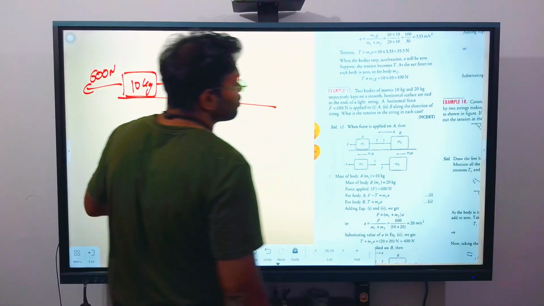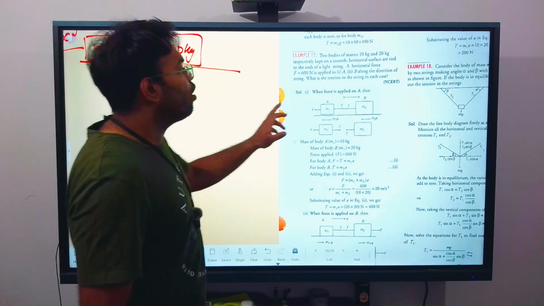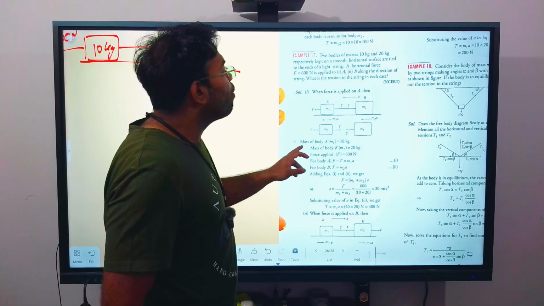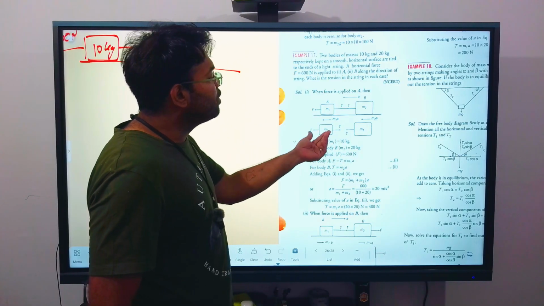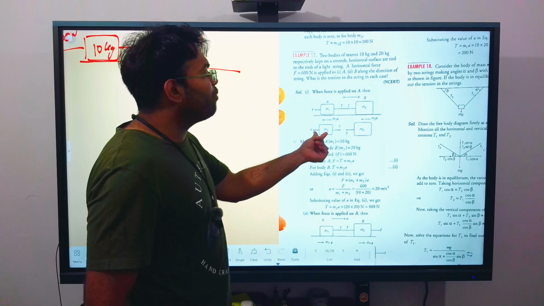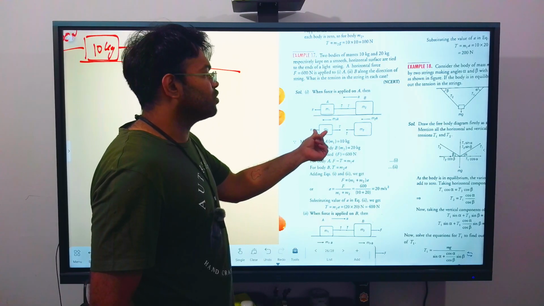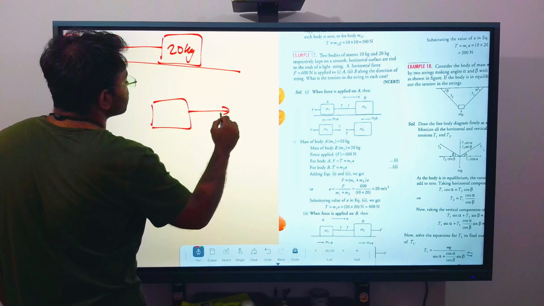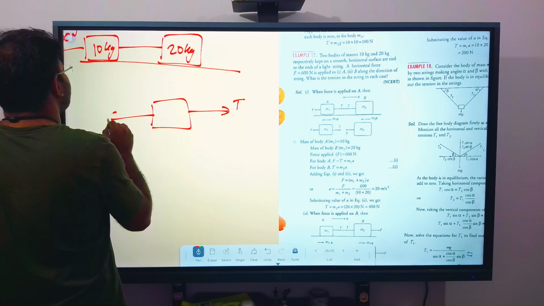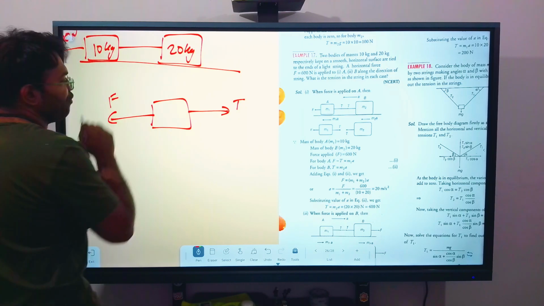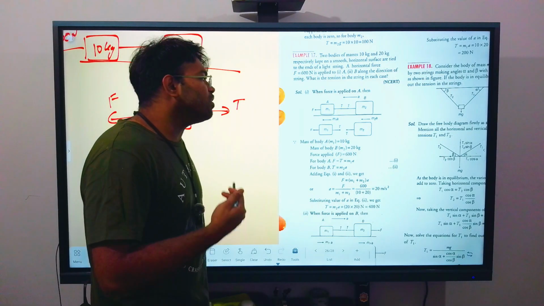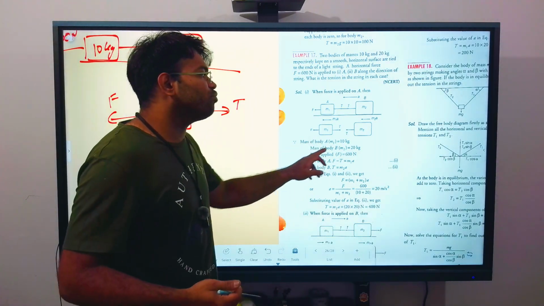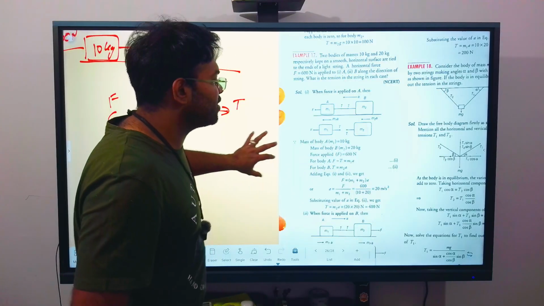So when a force is applied on A, what happens? You apply a force here. This M1 experiences two forces. One force in this direction, which is tension, and one force in this direction, which is F, right? So mass of body A is 10 kgs, mass of body B is 20 kgs, force applied is 600 newtons.